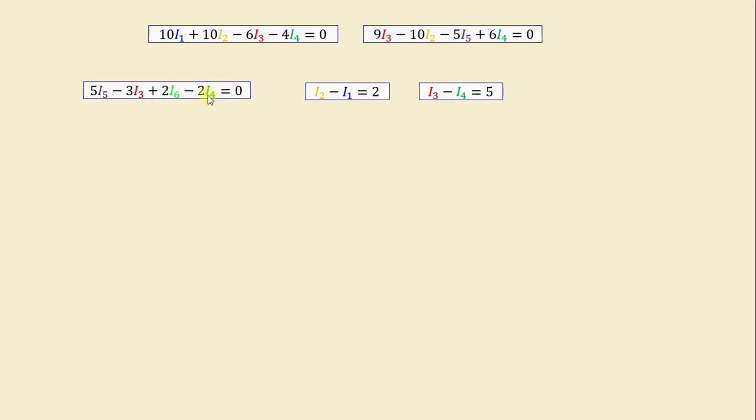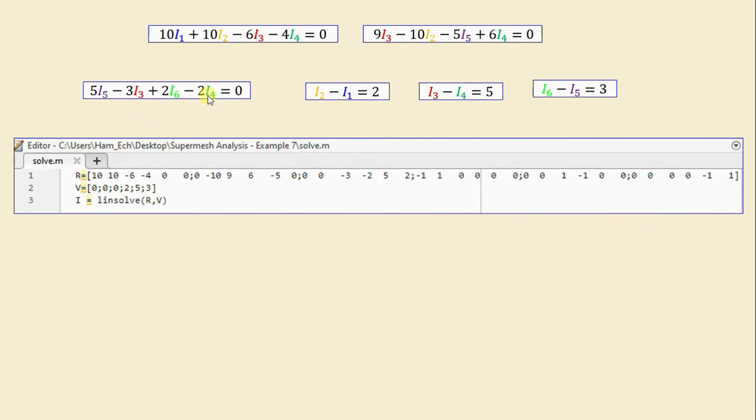Since this problem is quite difficult to solve, I created a MATLAB program that makes it easier, which is given by this picture. After we run this program in MATLAB, we obtain the values of the mesh currents. This is I1, I2, I3, I4, I5 and I6. After completing the calculation, we conduct the simulation using SPICE simulator to verify our results.